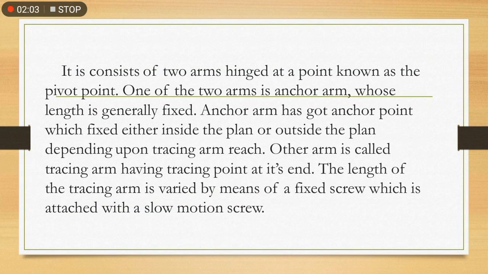The planimeter consists of two arms hinged at a point known as the pivot point. One of the two arms is the anchor arm, whose length is generally fixed. The anchor arm has an anchor point, which is fixed either inside or outside the plan, depending upon the tracing arm's reach. The other arm is called the tracing arm, having the tracing point at its end. The length of the tracing arm is varied by means of a fixed screw attached to a slow motion screw.